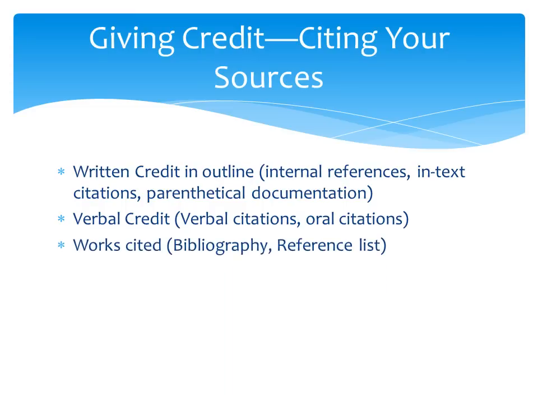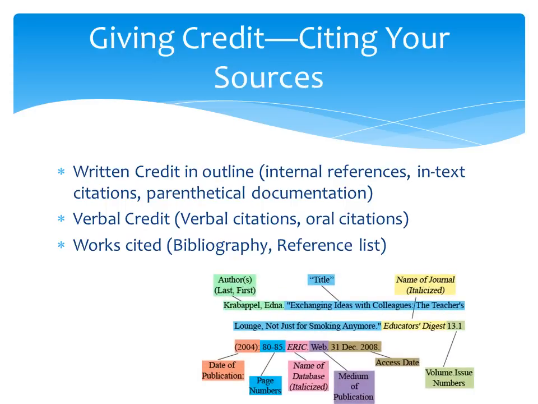Lastly is your works cited, often called a bibliography or reference list. This is the list of the works that you use to research your speech. It goes at the end of your outline, and it's typically in an MLA or APA format. Here's an example of an MLA formatted journal article, Works Cited.